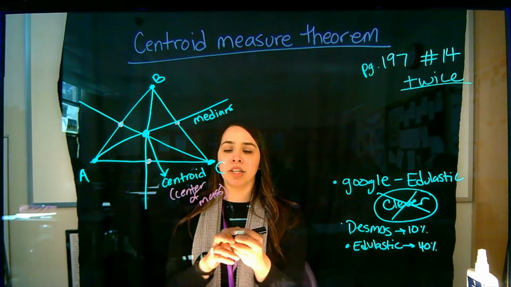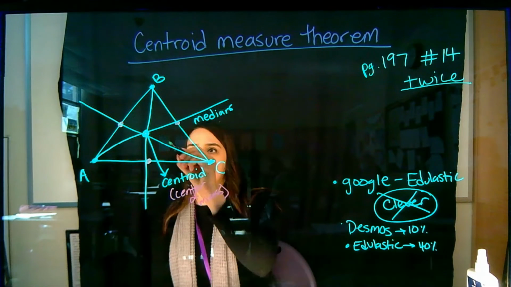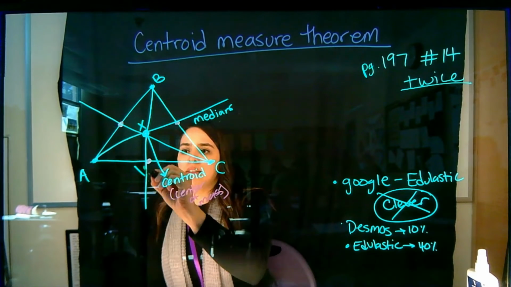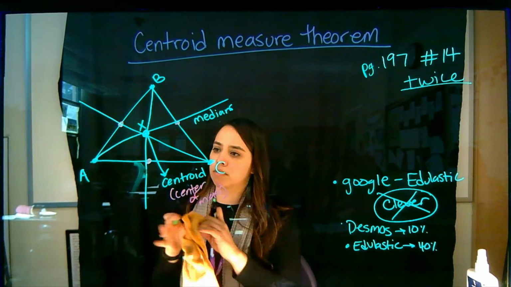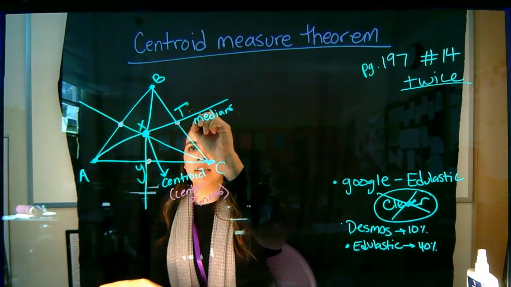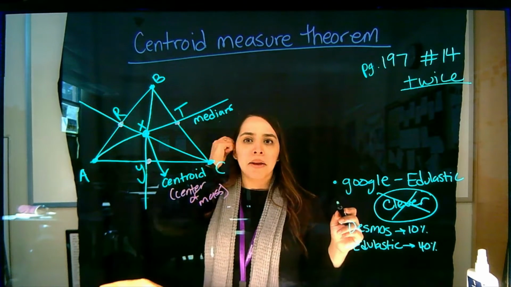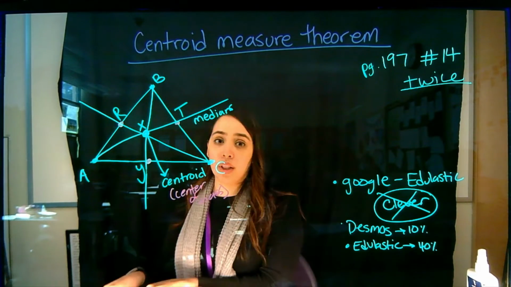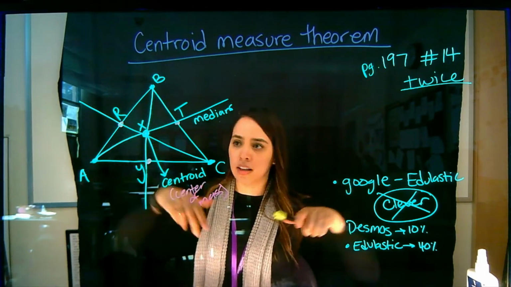Now, if you're given a picture of a triangle, and you're told that the centroid is x, and we know that these are the midpoints. Let's label them y, t, and r. Those are the midpoints, okay? Then you can easily figure out what the measurements are of these segments because there's a relationship between the smaller segments within the medians. This is what I mean.